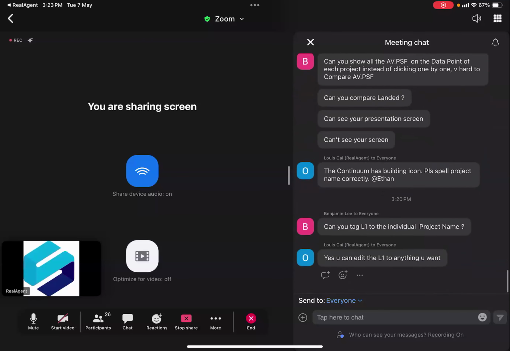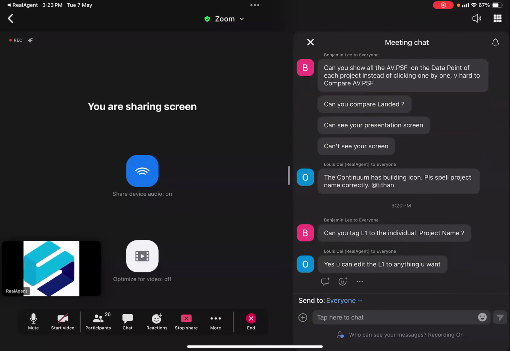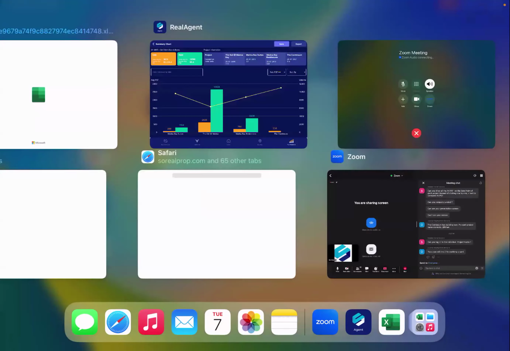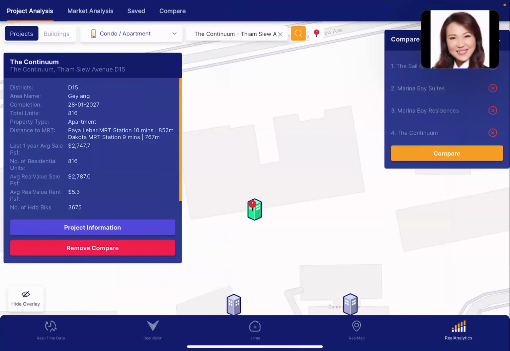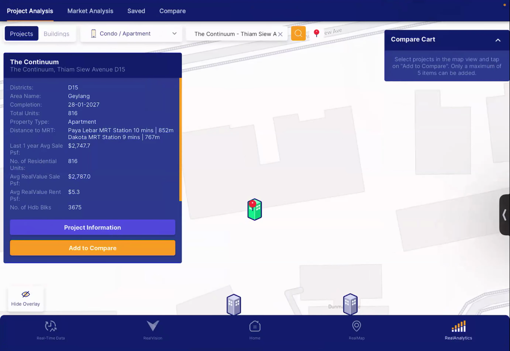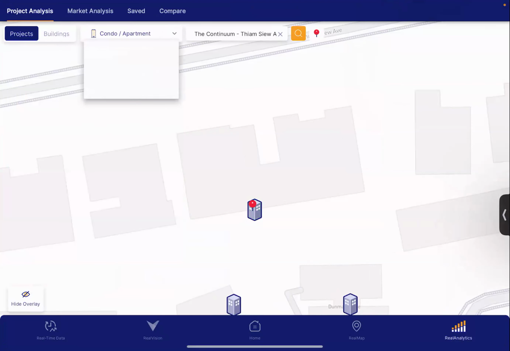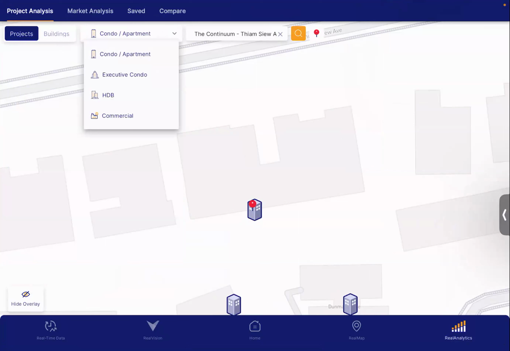Next question is, can you compare landed? Landed can compare, but the way you want to compare is from here. Let me just remove all this. So from here you can compare. Oh no, landed cannot compare. Landed not in. You compare HDB, EC, condo, apartment, and commercial. Landed cannot compare.